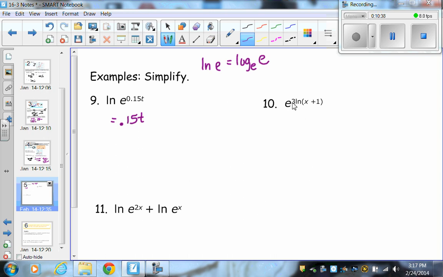Over here, we have the property that since it's being multiplied in front of that log, we can move it as the exponent. So this is really e to the ln of x plus 1 to the third. Again, there's an imaginary e here, and we have the rule that b to the log base b of x is just equal to x. Since this base and this base are the same, that's just going to equal x plus 1 to the third.